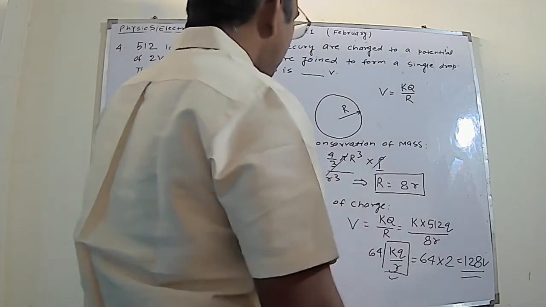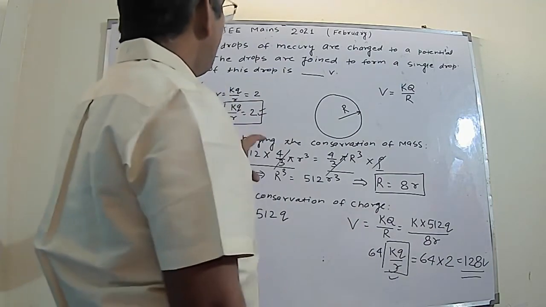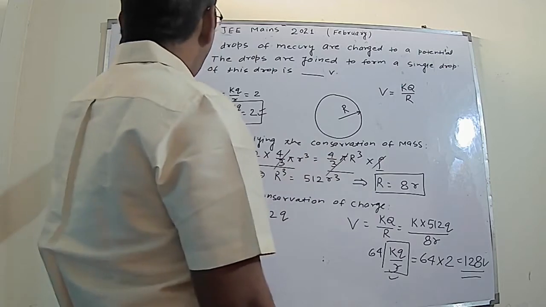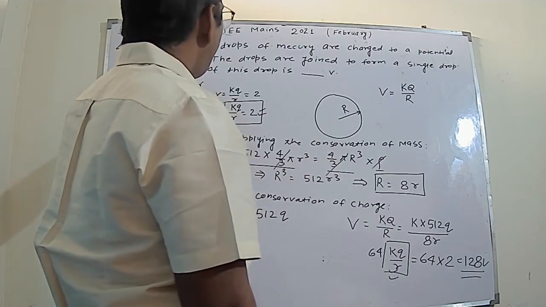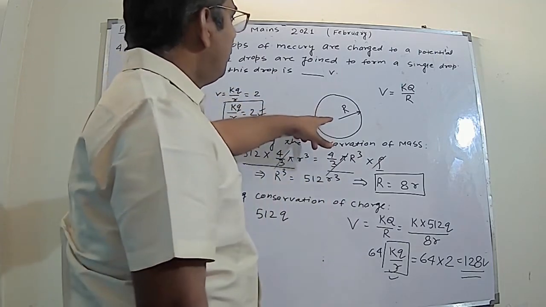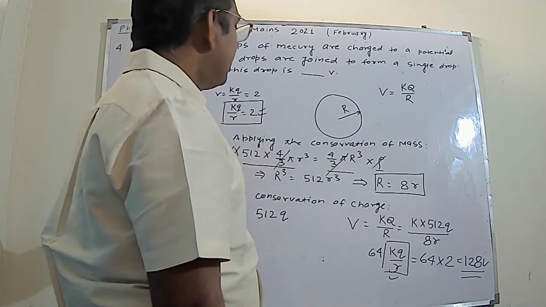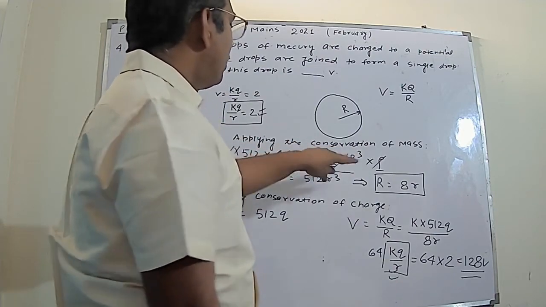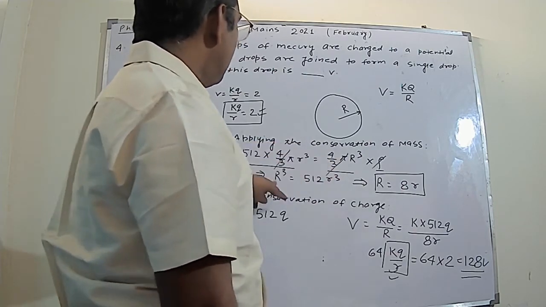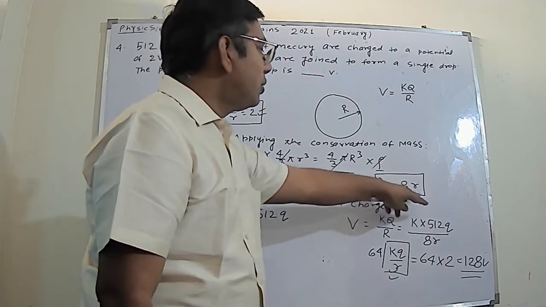Okay, so here we can summarize what we have done. First we have applied conservation of mass, because if you join all these drops, they will make a bigger drop, but mass will be conserved, and we know that the density of both will be equal, so density will cancel out, and we have got the relation between capital R and small r, that is R is equal to 8r.